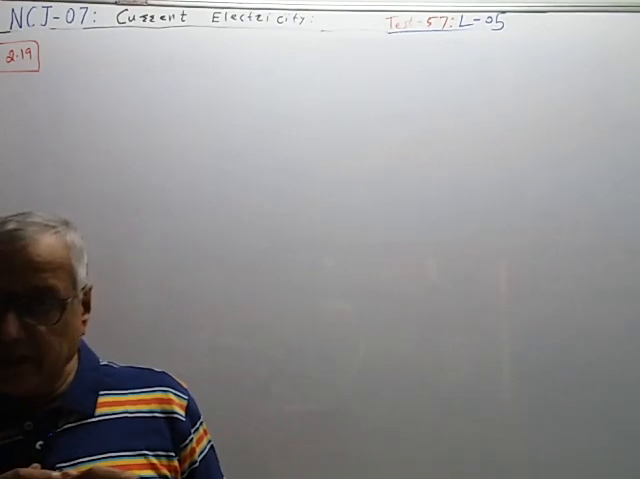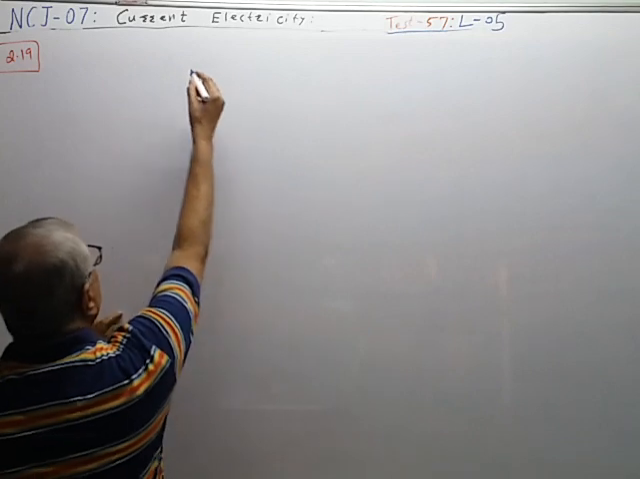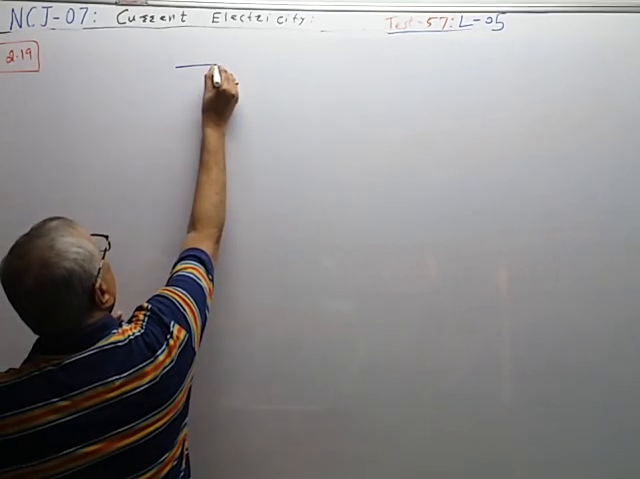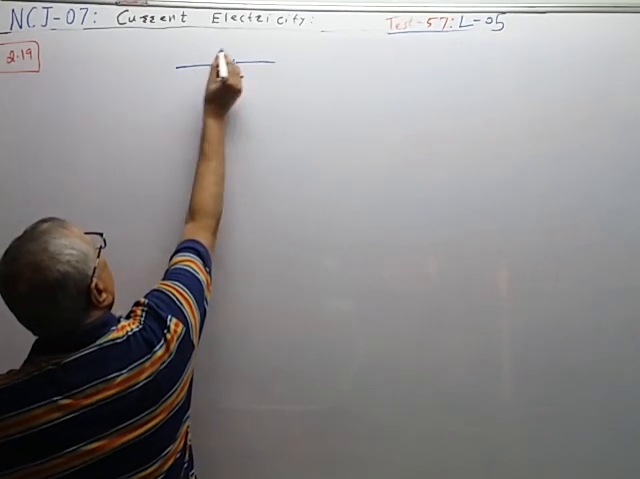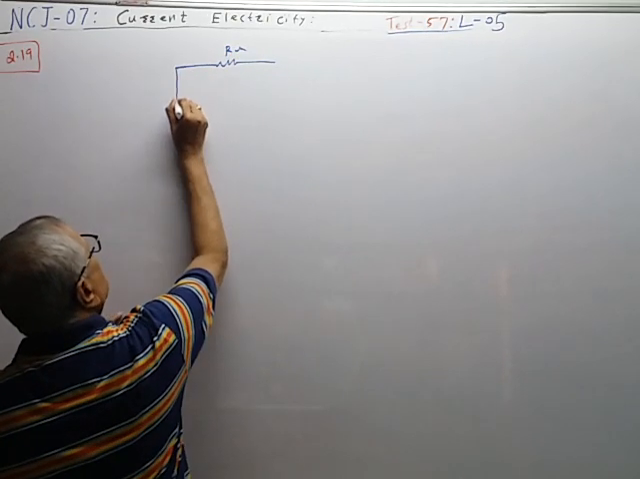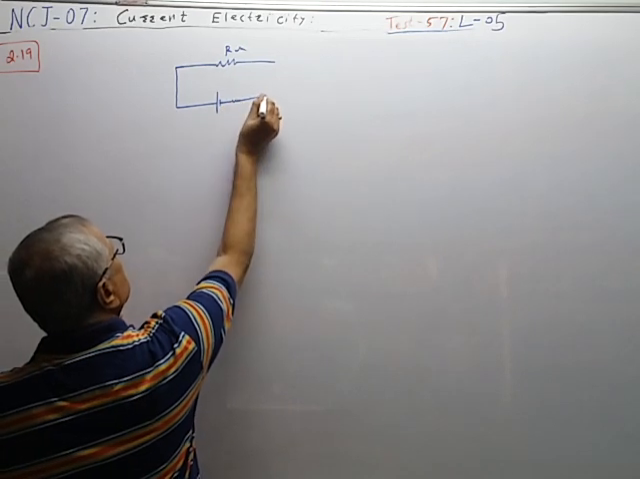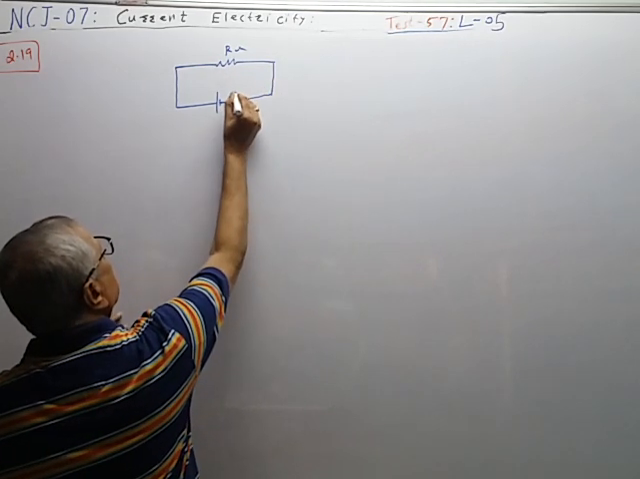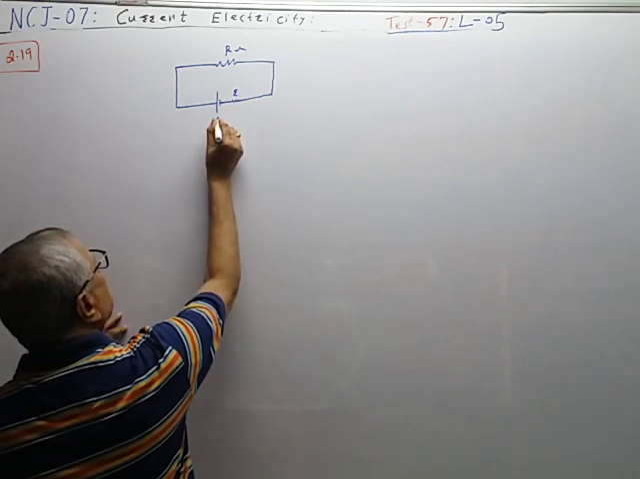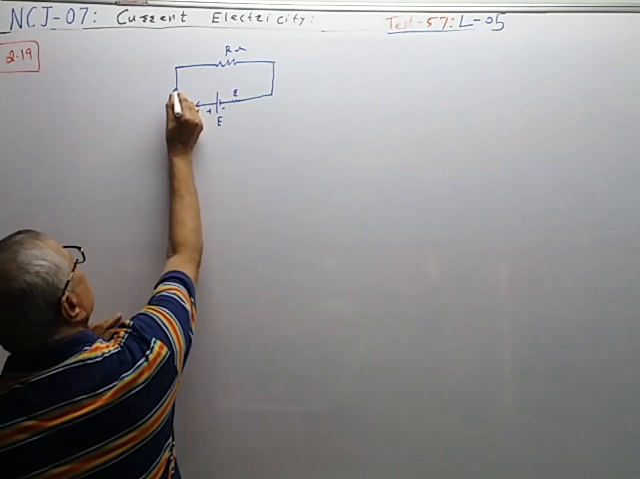So we require constant current. The arrangement is like this. This is the external load R, this is the cell, and this is the internal resistance. Internal resistance is denoted by r. So current will flow in this direction.